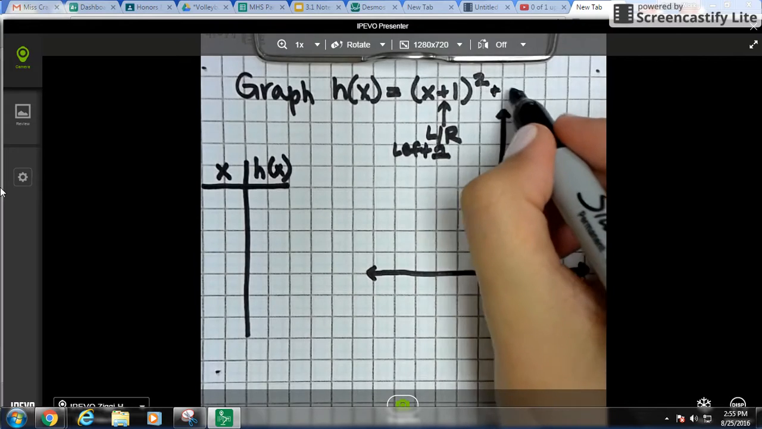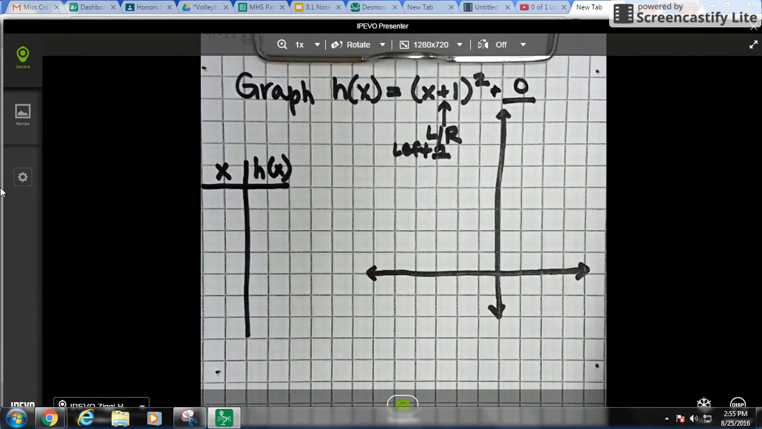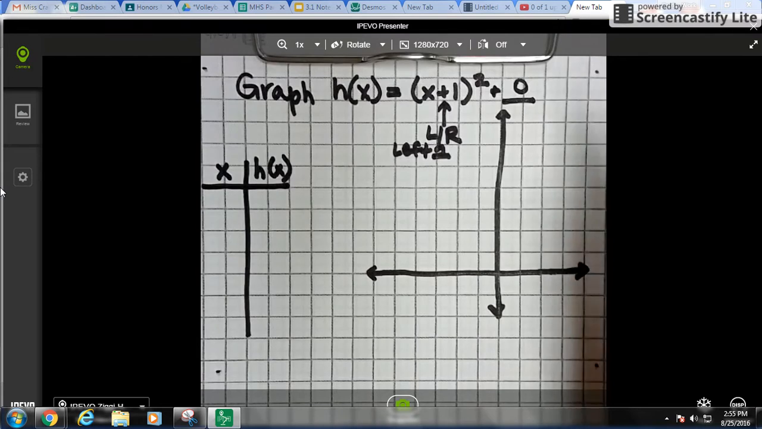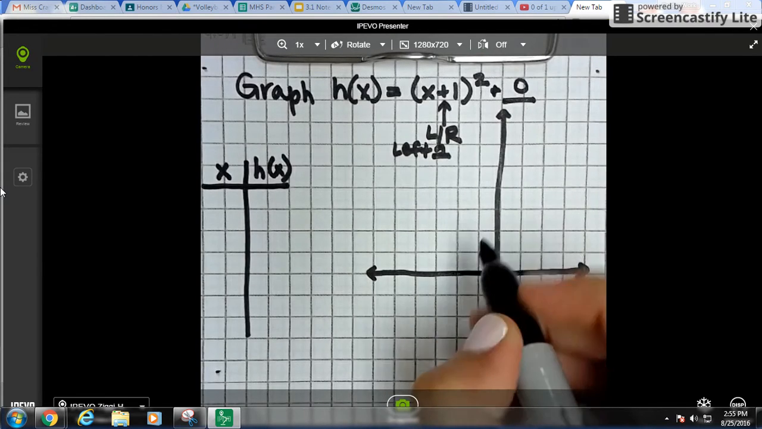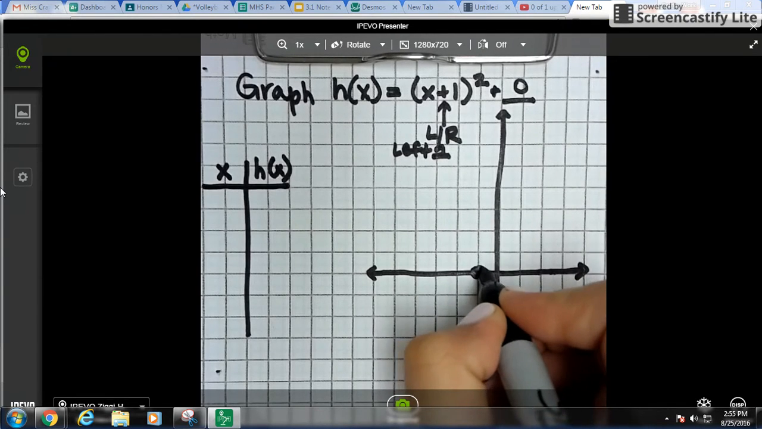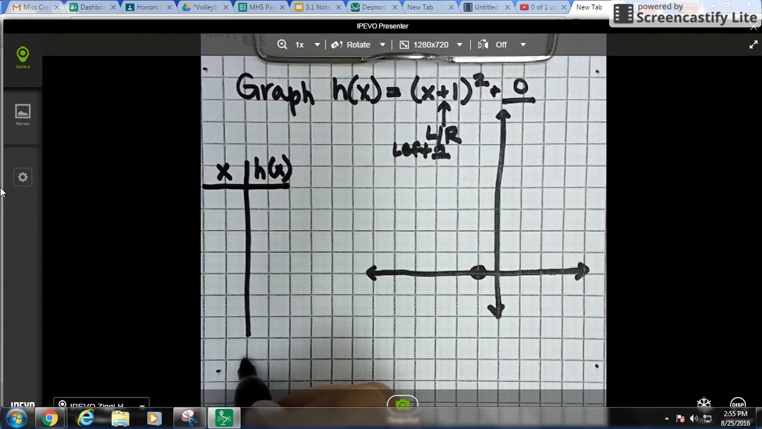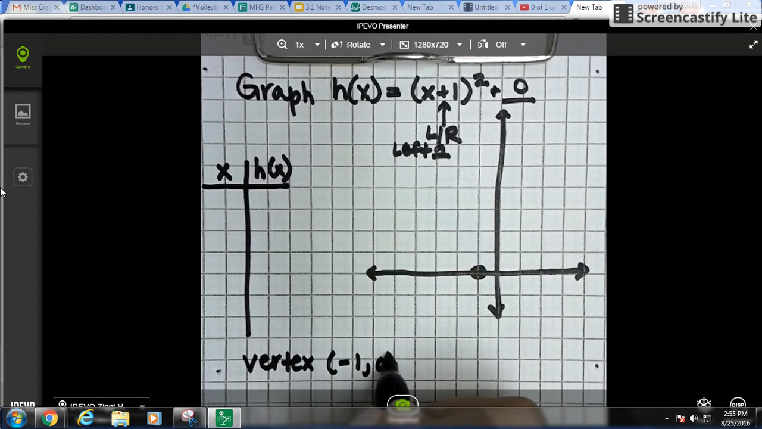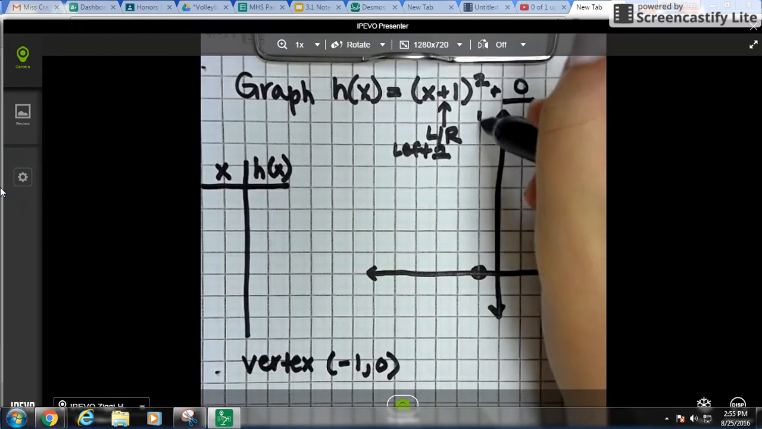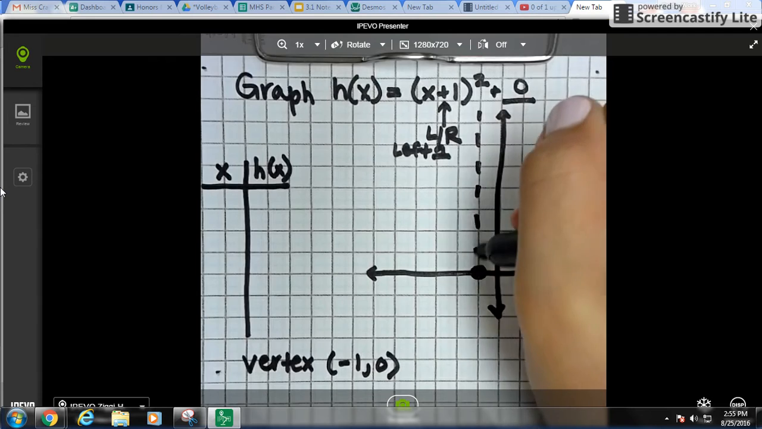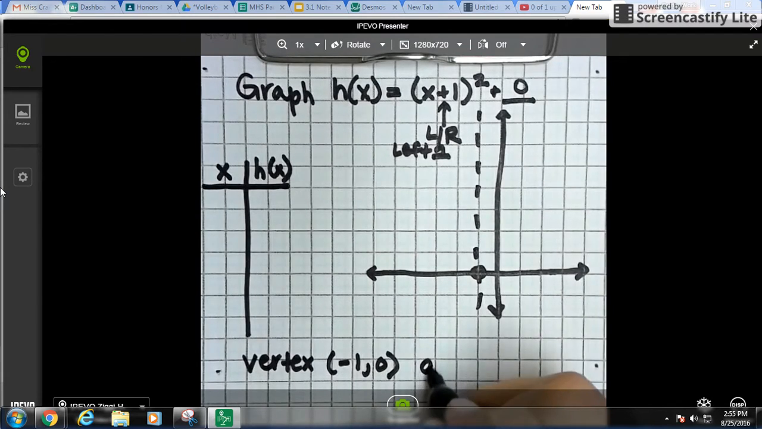And there's no shift here, so it's not going to shift up or down at all. So we're not going to go up or down, but we're going to go left 1, and that's going to be our vertex. So our vertex will be (-1, 0). And our axis of symmetry will go right down the middle at x equals -1.